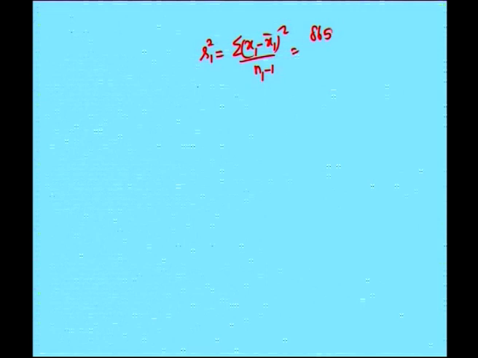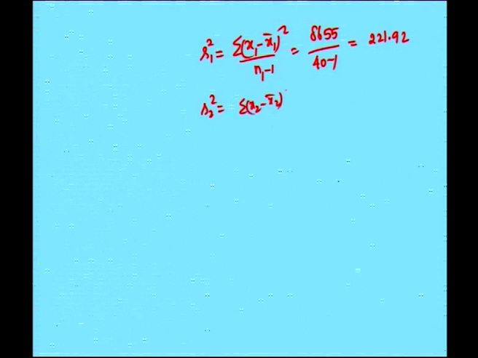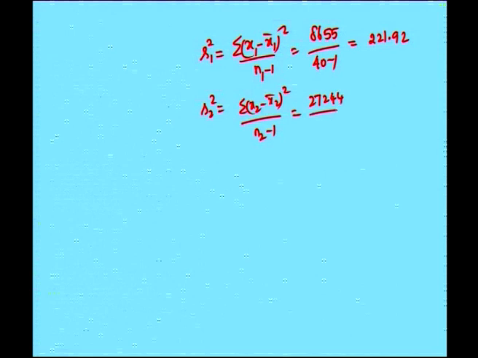Okay. Now, S1 square and S2 square are not available. Therefore, S1 square is summation x1 minus x1 bar whole square by n1 minus 1, which is equal to 8655 divided by 40 minus 1, which is equal to 221.92, and S2 square is equal to summation x2 minus x2 bar whole square by n2 minus 1, which is equal to 27244 by 110 minus 1, which is equal to 249.94. Now, substitute all the values in Z formula.